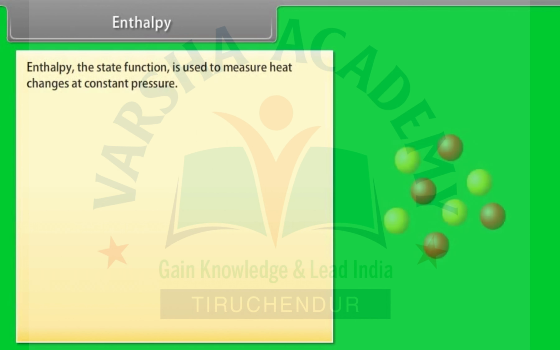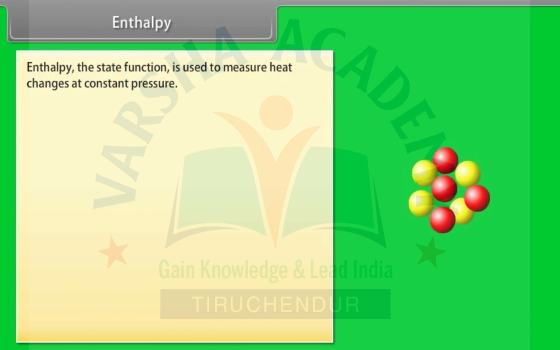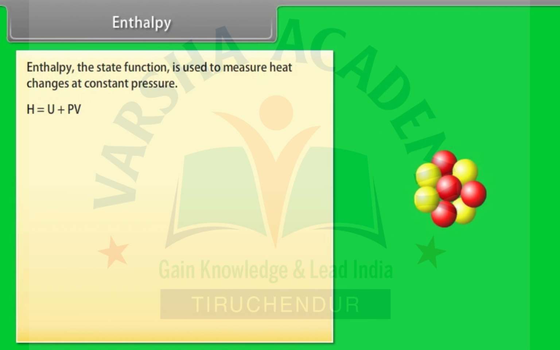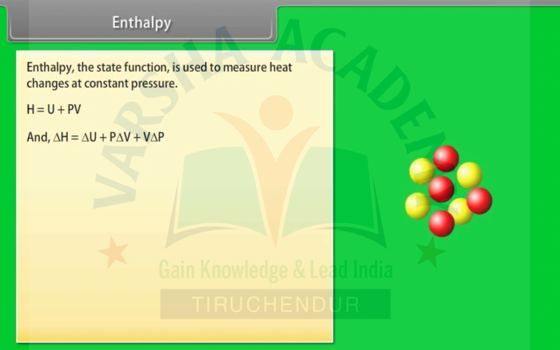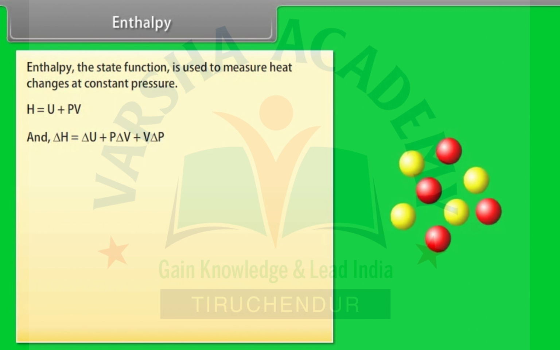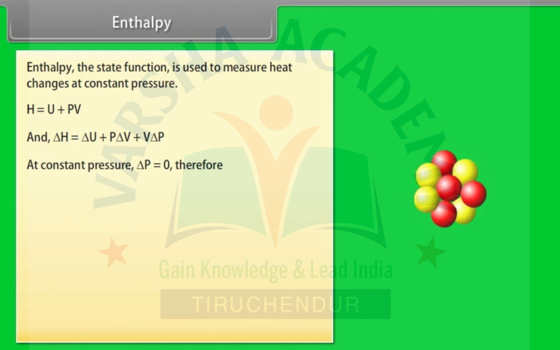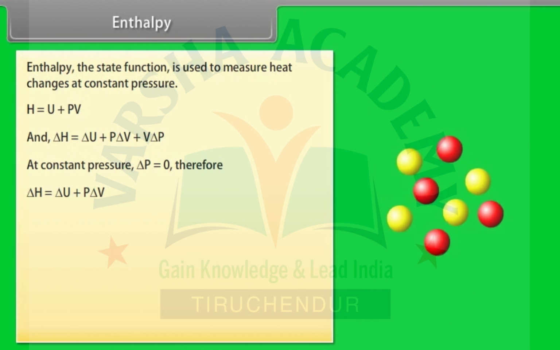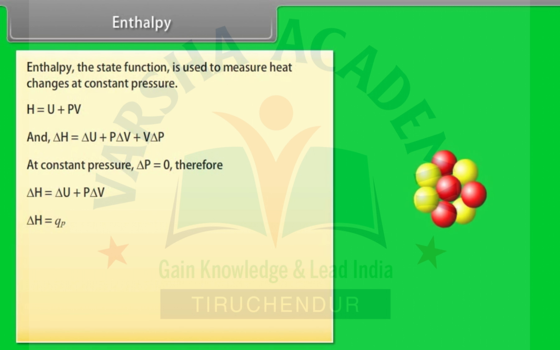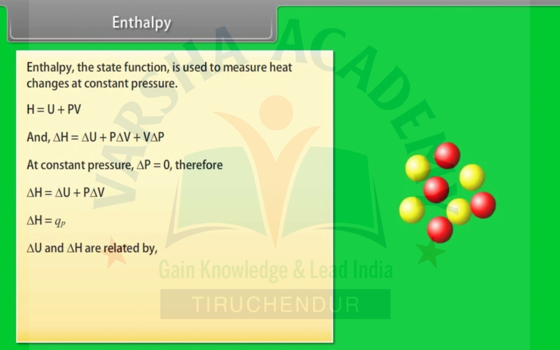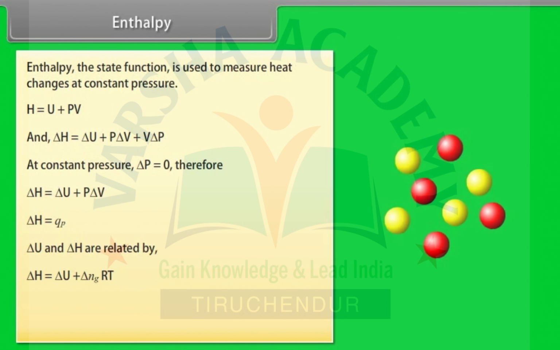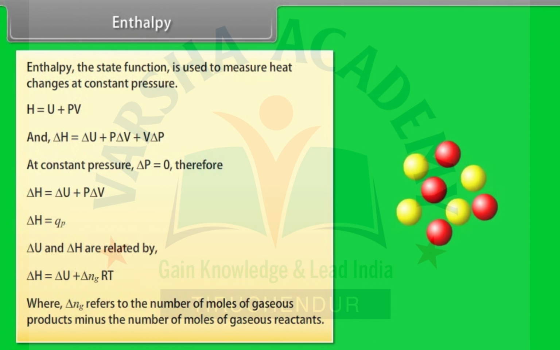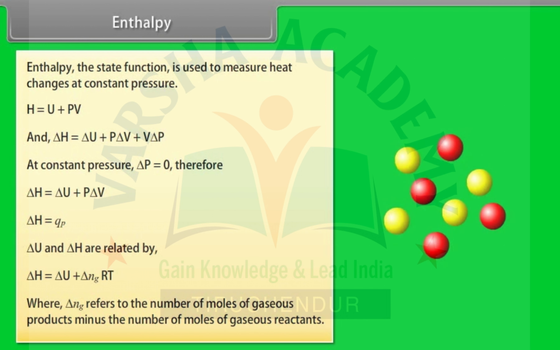Enthalpy. Enthalpy, a state function, is used to measure heat changes at constant pressure. H equals U plus PV, and delta H equals delta U plus P delta V plus V delta P. At constant pressure, delta P equals 0, therefore delta H equals delta U plus P delta V. This equation can be written as delta H equals Qp. Delta U and delta H are related by delta H equals delta U plus delta ng RT, where delta ng refers to the number of moles of gaseous products minus the number of moles of gaseous reactants.